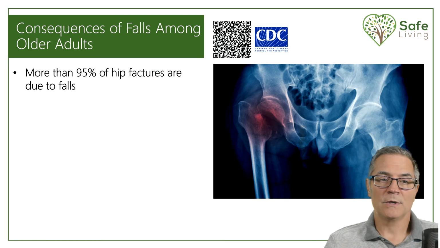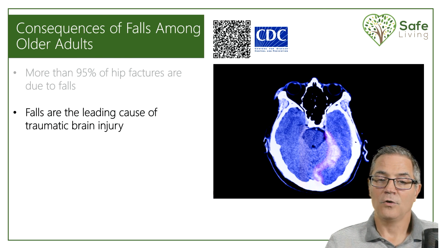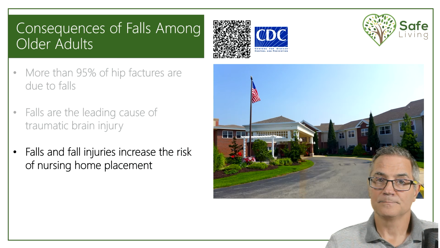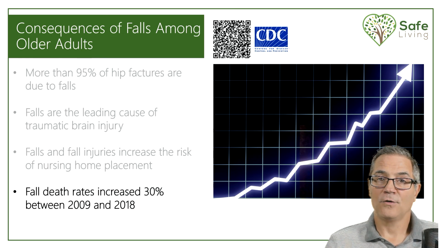So the next thing we want to look at is the consequences of falls among older adults. More than 95% of hip fractures are due to falls. Falls are the leading cause of traumatic brain injury. Falls and fall injuries increase the risk of nursing home placement, and fall death rates increased 30% between 2009 and 2018.